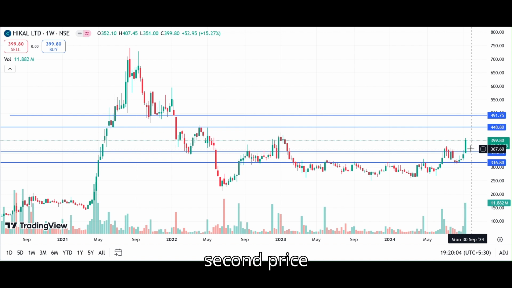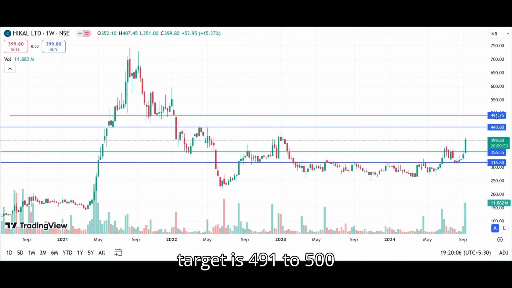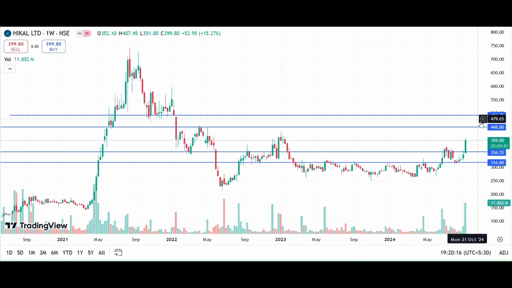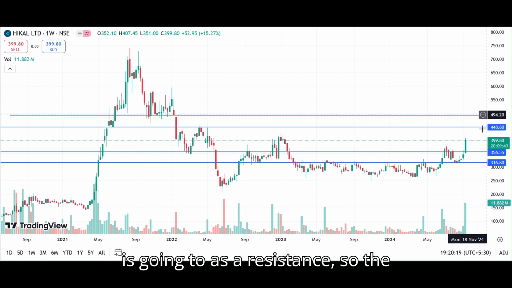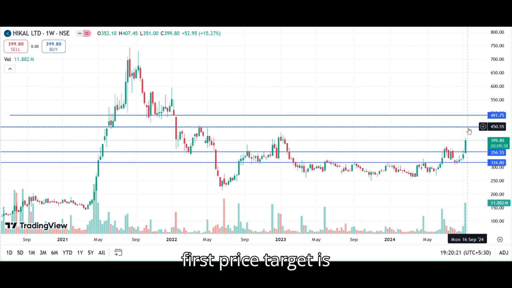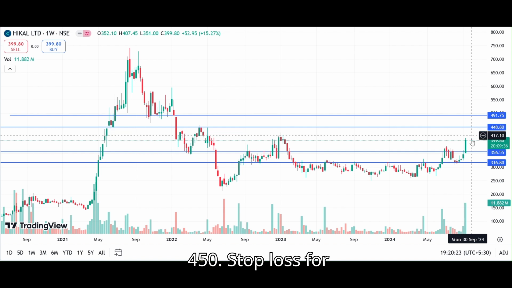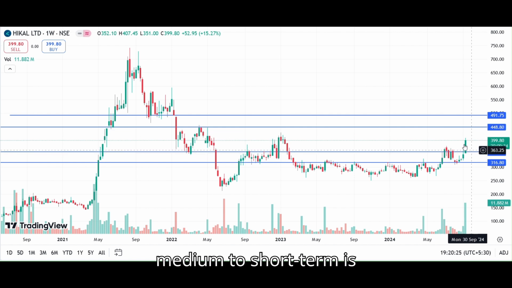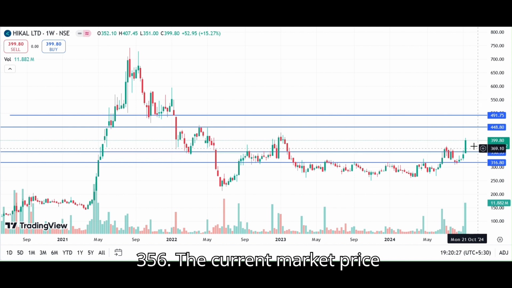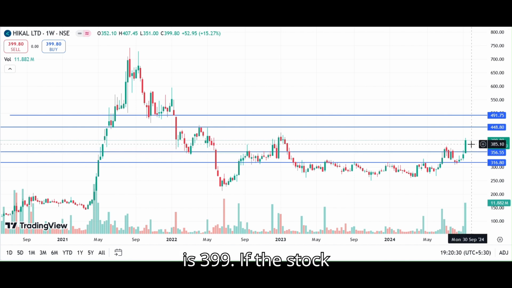So the second stock price target is 490. 500 is going to act as the resistance. So the first price target is 450. Stop loss for medium to short term is 356. The current market price is 399.